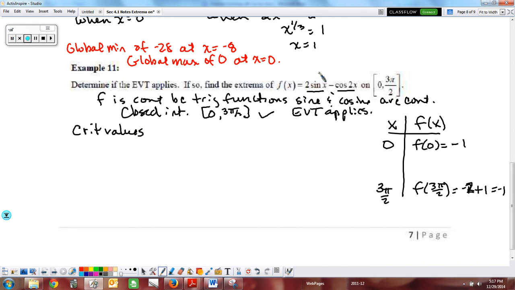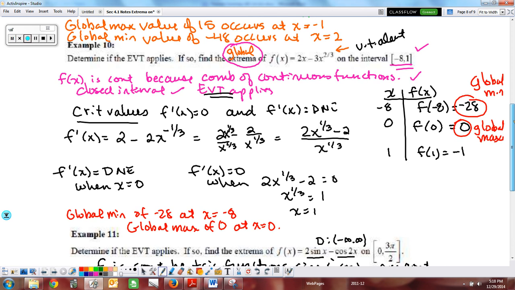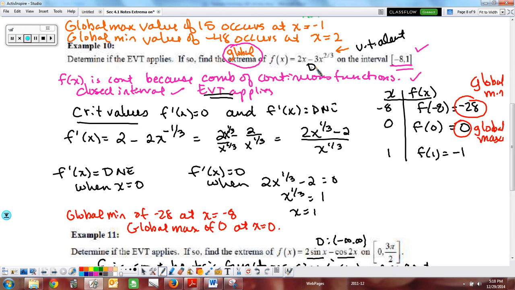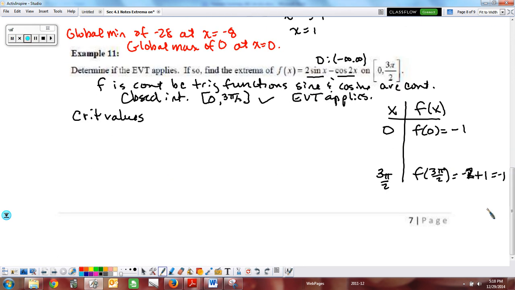Oh, and I didn't check, and I should be, the domain is negative infinity to infinity, so they are definitely in the domain. And same thing up here in example 10, if I didn't check, the domain was negative infinity to infinity, so they were in the domain. See, that's the first thing you forget, to check and make sure that it's in the domain.